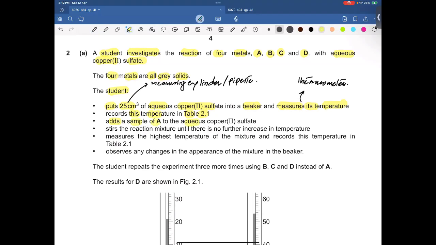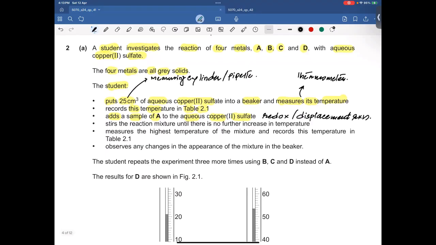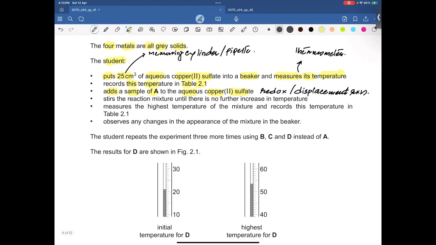Add a sample of A to the aqueous copper II sulfate. If A is added into the copper II sulfate, obviously a redox reaction takes place, which is also called a displacement reaction. Because A is more reactive than copper, it's going to displace copper ions in the form of copper metal in this reaction. Stir the mixture. Why are we stirring the mixture? We are stirring the mixture for uniform distribution of heat.